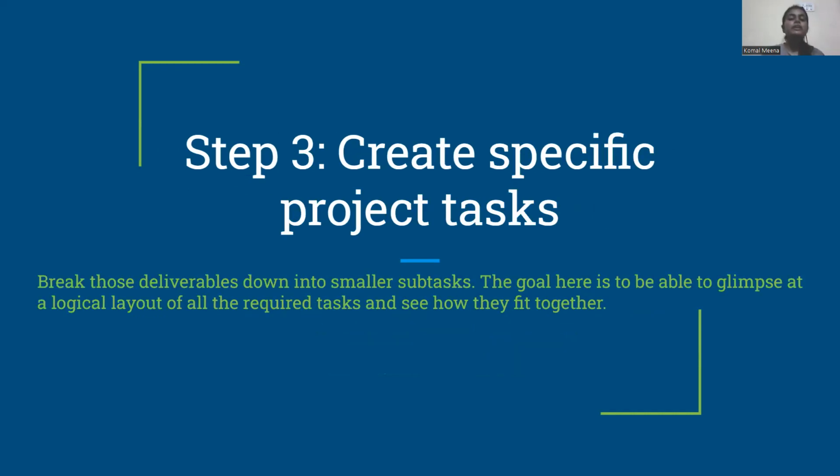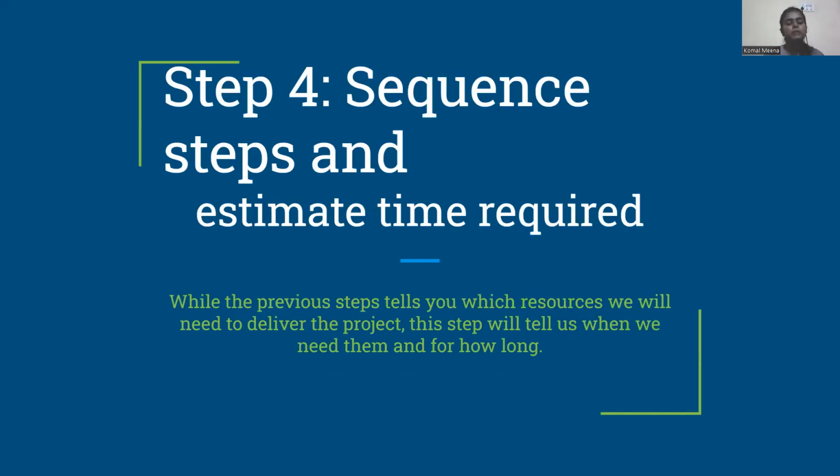In step three, we will create specific project tasks. After creating those tasks, we will divide them into subtasks. So here we will have a proper overview of what team members have to do, which task in which timeline, because we will set the deadlines for that, and what their main requirements are. After creating all these subtasks, we will sequence them in such an order that we don't face any problem, and we will also estimate the time requirement.